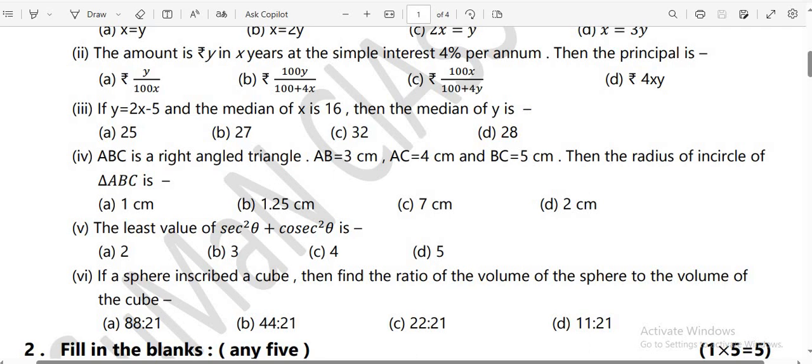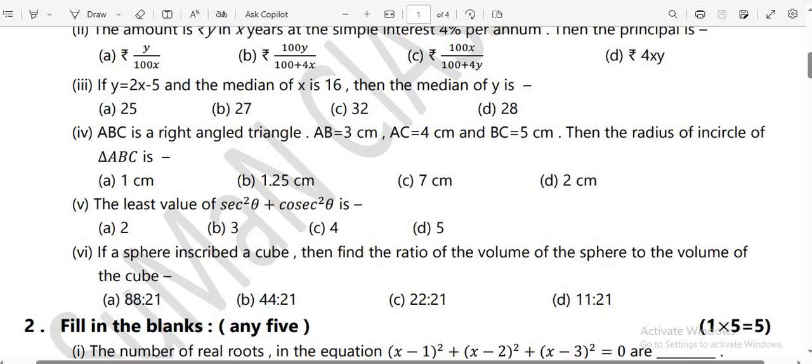Question number 5. The least value of sec squared theta plus cosec squared theta is option A 2, option B 3, option C 4, option D 5. Question number 6. If a sphere is inside a cube, then find the ratio of the volume of the sphere to the volume of the cube.